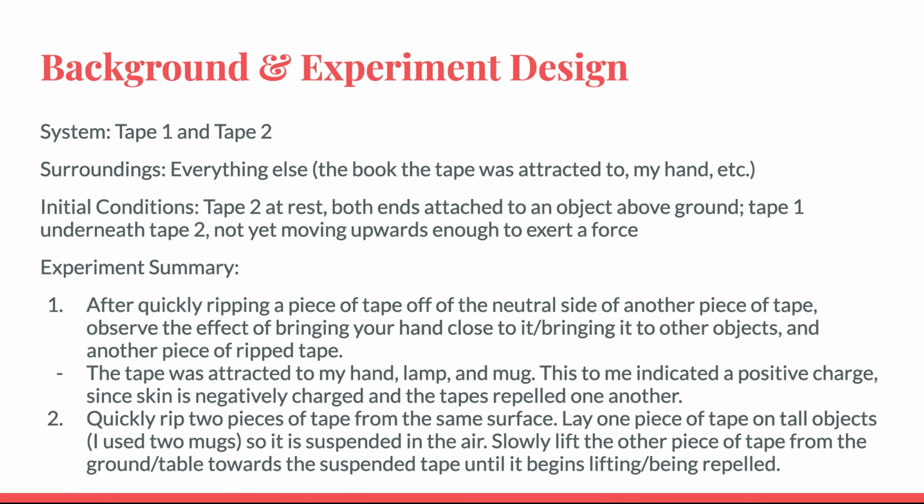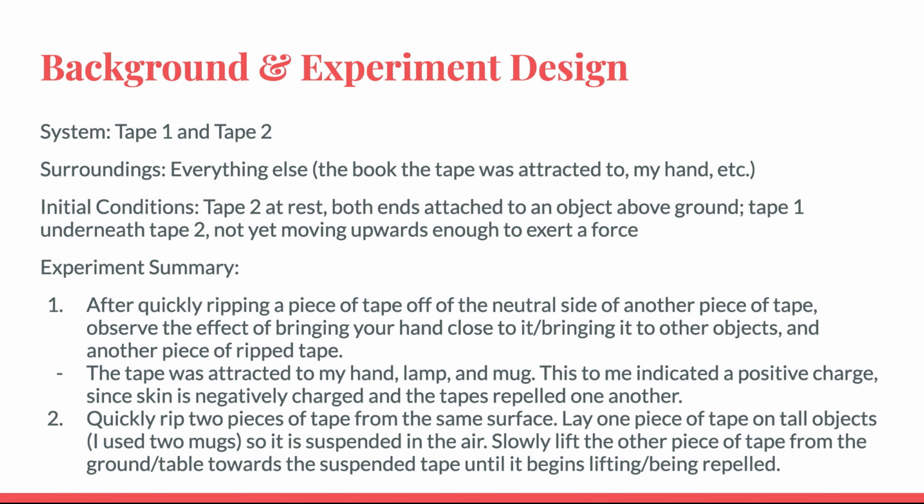So, some background and experiment design. The system is tape 1 and tape 2, and the surroundings would be everything else. The initial conditions: tape 2 is at rest. It's suspended in the air because it's attached to two objects that are lifting it off of the surface. And tape 1 is at the surface, and it's going to start lifting up to exert that repulsive force.